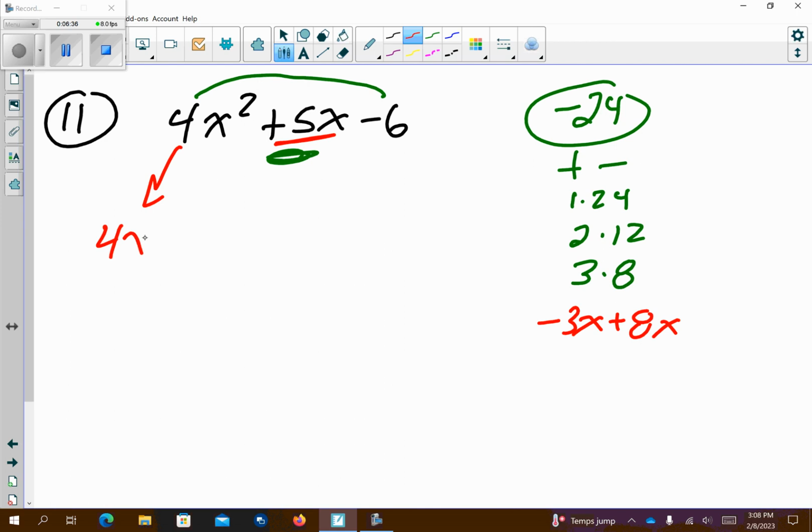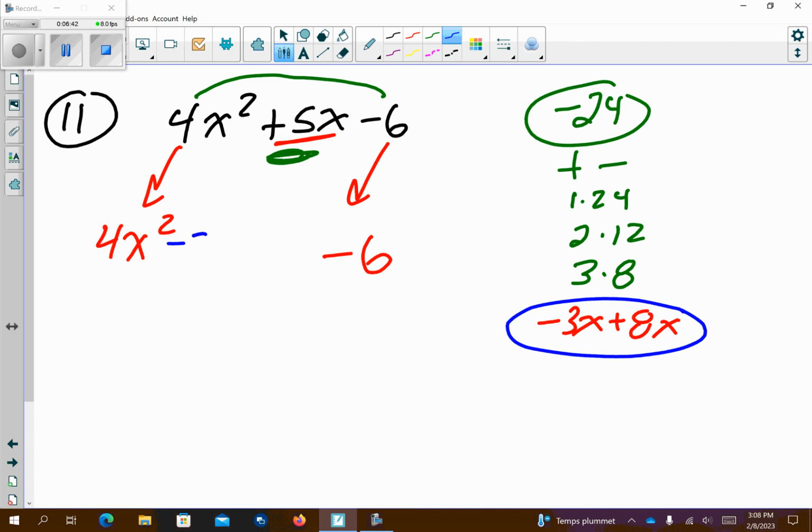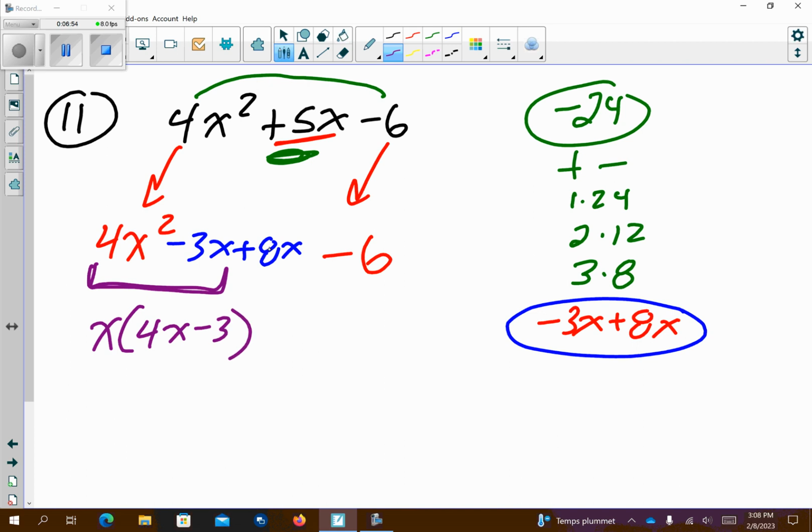So I'm going to replace that. So I have 4x squared, and I have minus 6. And then I'm going to replace that in between the two. Doesn't matter the order you do it. You could have had plus 8x and minus 3x, and your answer is still going to be the same at the end. Take a look at your first two terms. It appears you have an x in common, so that leaves you 4x minus 3. The middle sign comes straight down.